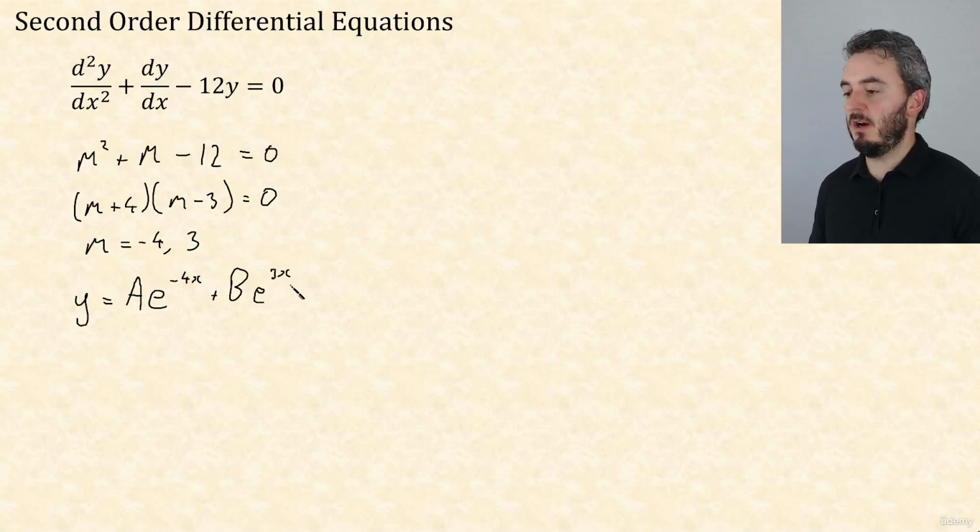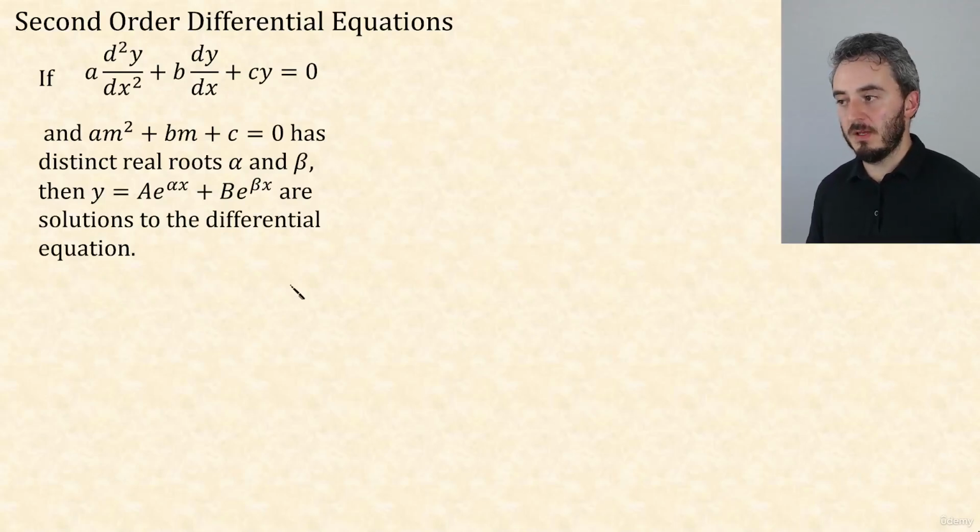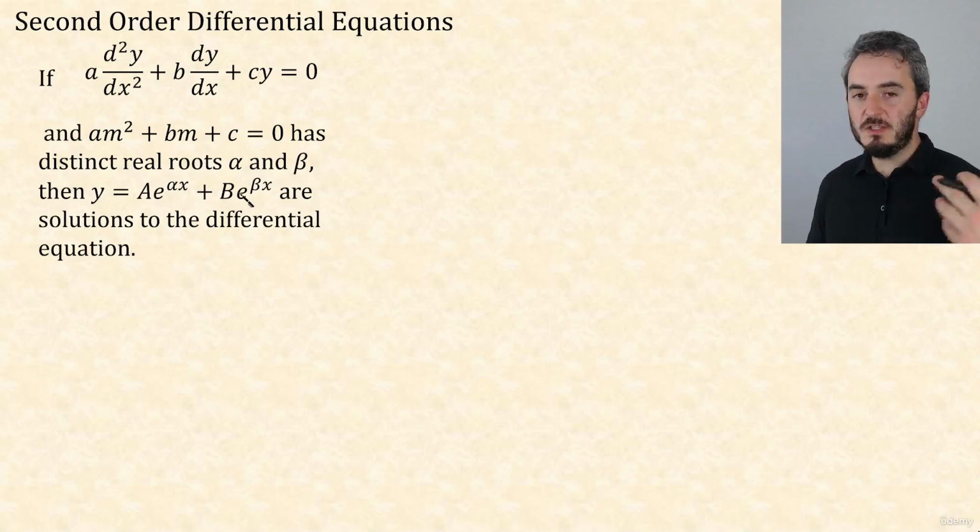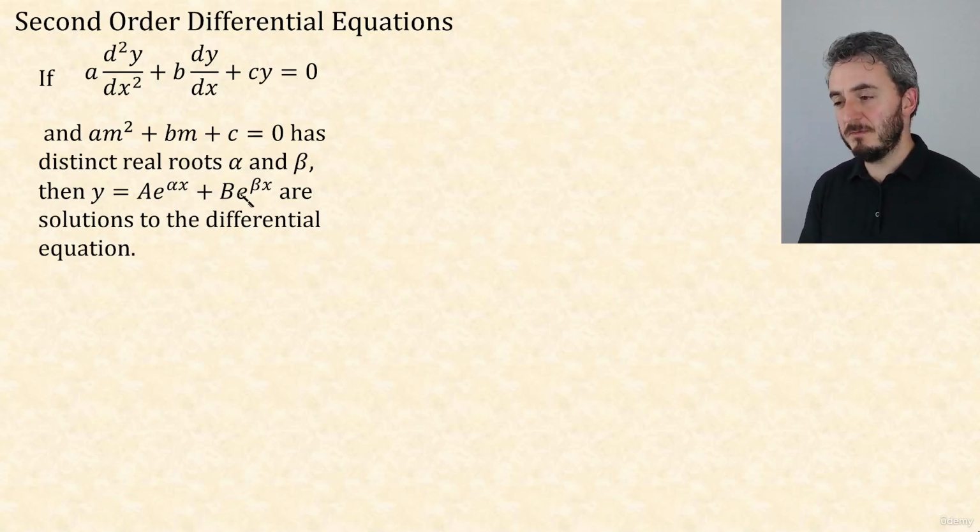So here's a summary of what we've got so far. If you have a times the second derivative plus b times the first derivative plus cy equals 0, and am squared plus bm plus c equals 0 has distinct real roots, alpha and beta, then y equals a e to the alpha x plus b e to the beta x are solutions to the differential equation. This looks, I think, like quite a lot at first, but actually, when you do a bit of practice, you're going to find it's a very simple technique and quite quick and easy to solve.